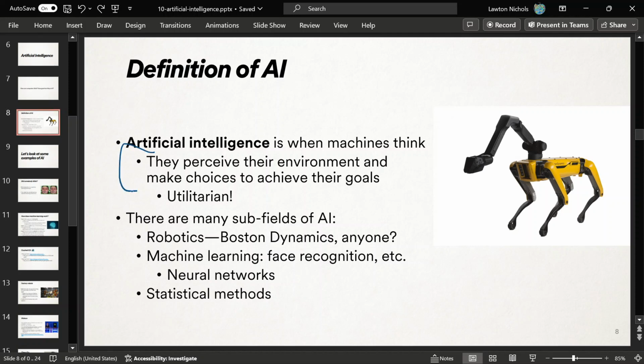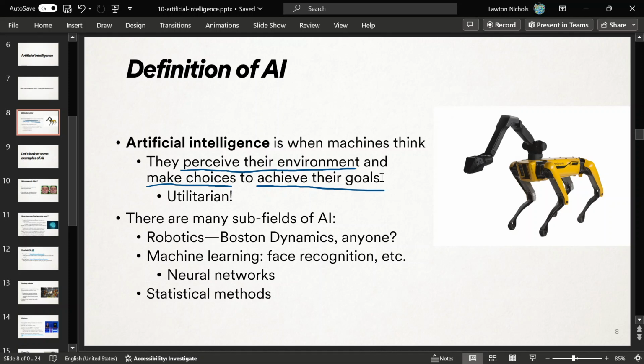Here's one definition. Artificial intelligence is when a machine is perceiving its environment, so it's taking in information that it was programmed to take in, has sensors and stuff, and it's making choices based on that information to achieve the goals that were programmed into it. So it has some goals, and it's trying to achieve those goals based on its environment, and it's able to freely make choices to achieve them. That's kind of cool. It's a very utilitarian idea, I think.